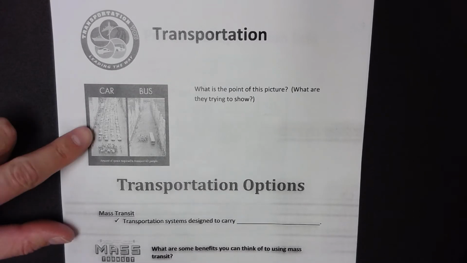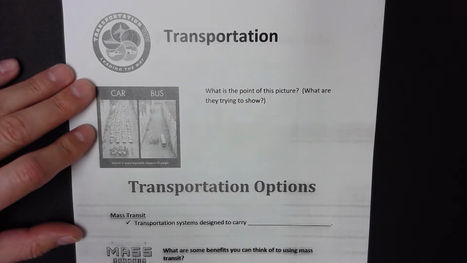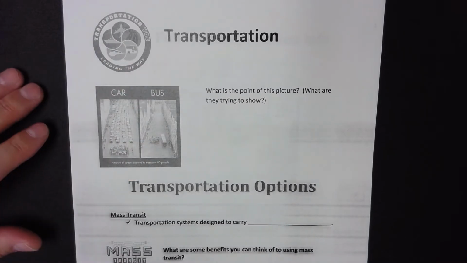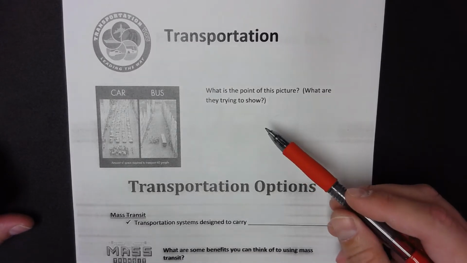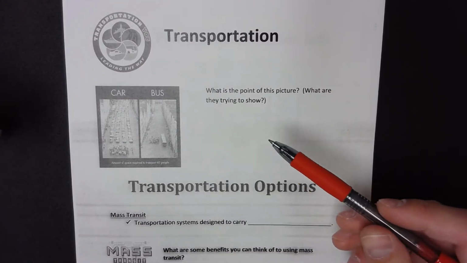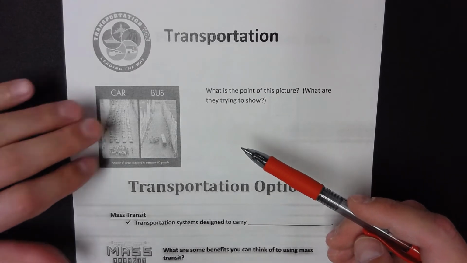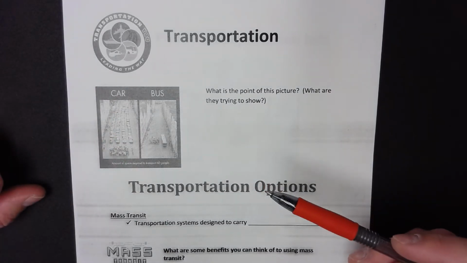From there, we are looking at what it would be like if we had 60 people in 60 cars, individual people, and how they would fit in the bus. And so what you're trying to ask yourself is, what's the point of this picture? What are they trying to show us? I think the biggest thing is that we can cut down congestion in our cities. If these people, instead of taking cars, would take one bus, look what it does to the streets.